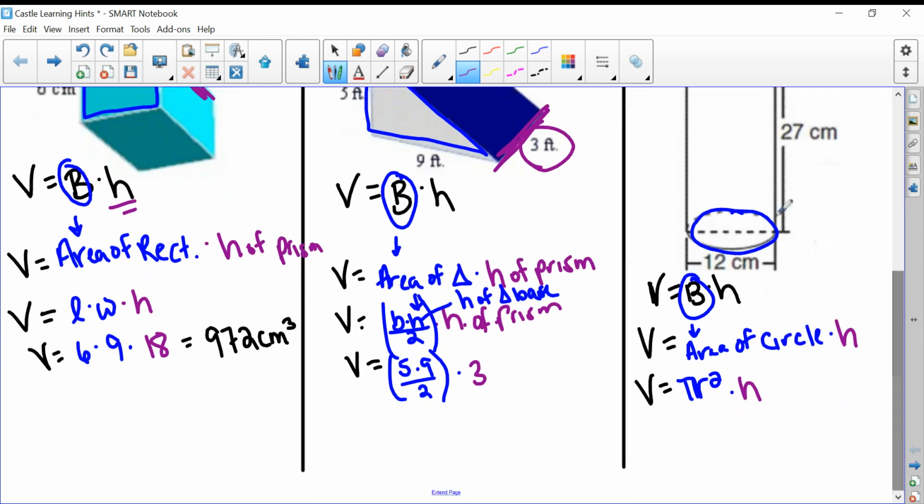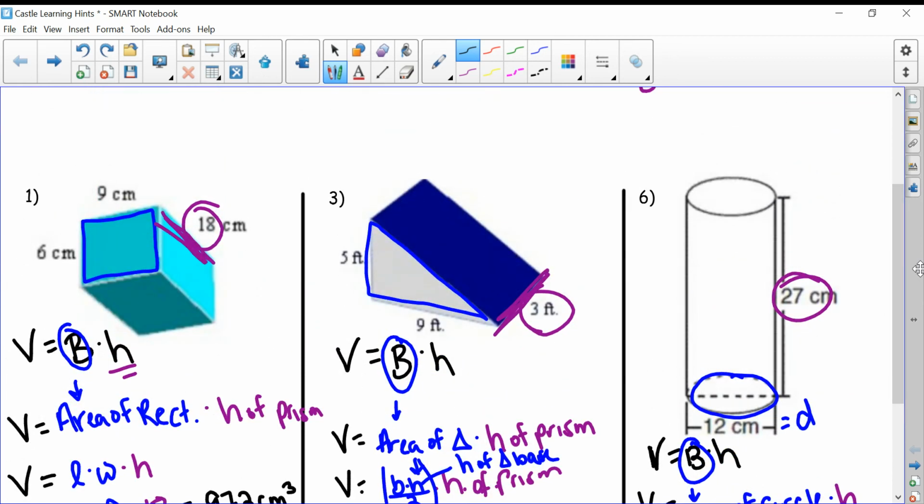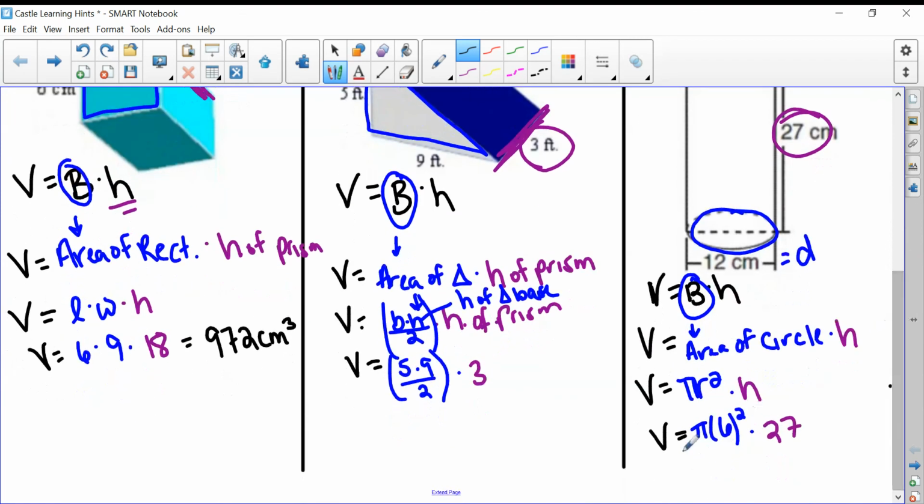Okay, and here they give me a diameter of 12, so my radius is 6. So I have pi times 6 squared times the height of my cylinder, which is 27. And again, you would do this in your calculator to get your answer. And in this case, it is asking for it in terms of pi. So just remember when you're multiplying in your calculator to exclude the pi and just do 6 squared times 27, and then you'd add the pi on to the end of your answer.